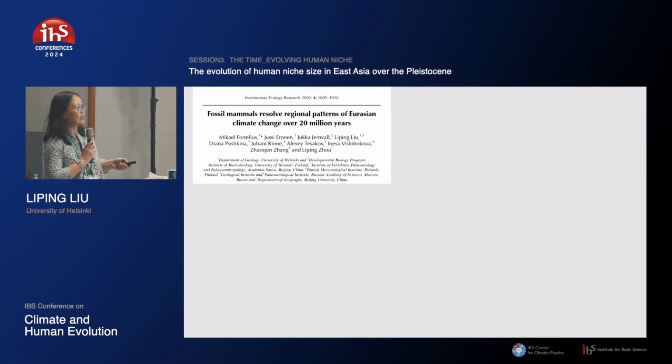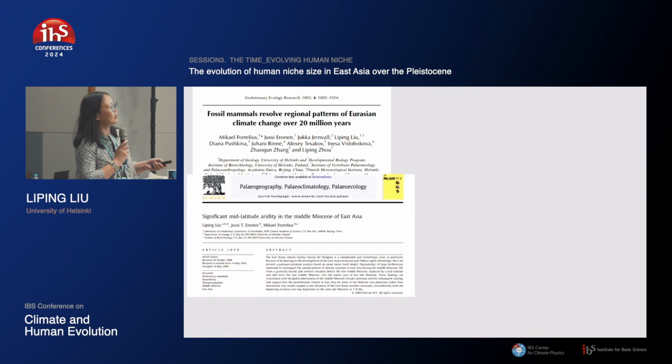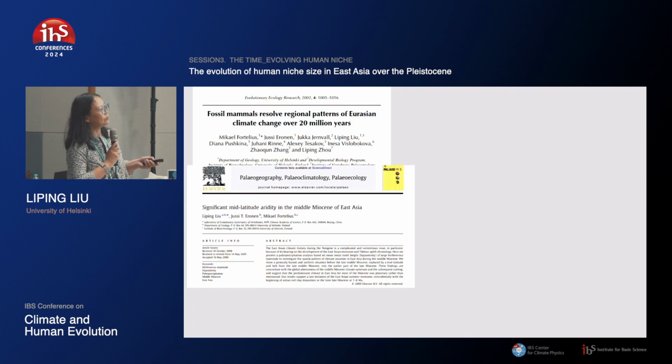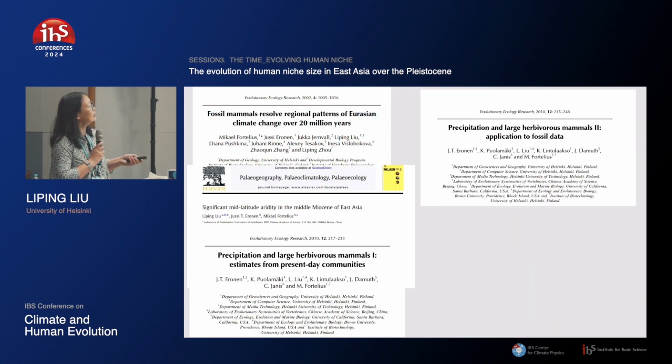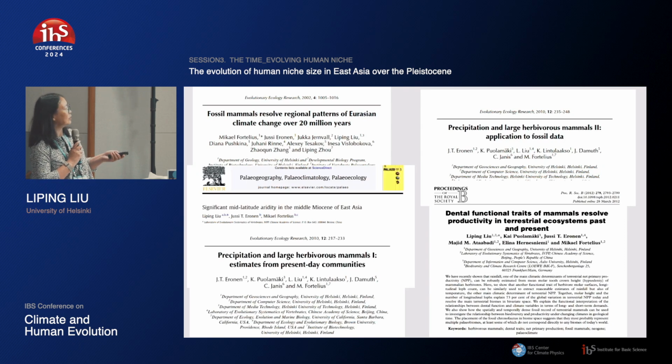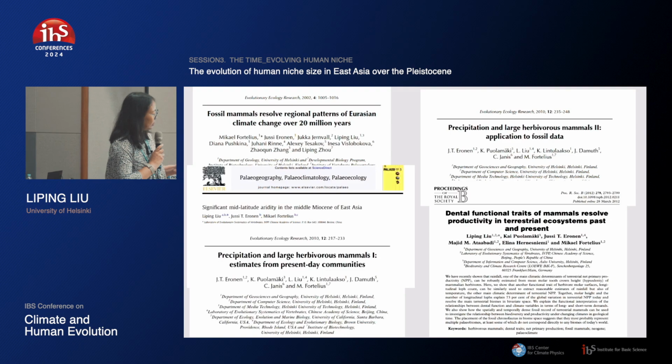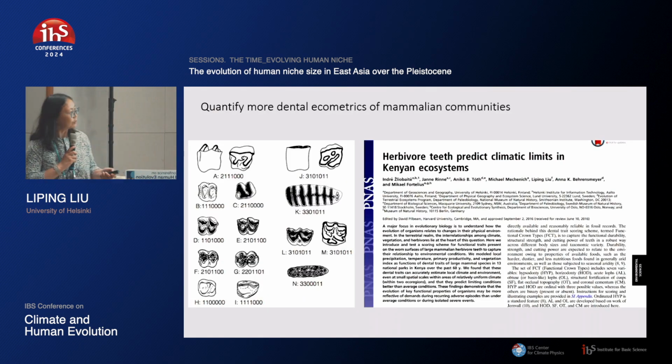And we use this hypsodonty for many studies. We use it to resolve regional patterns of Eurasian climate, and we also try to capture aridity, because that's a very significant climate event during the Miocene. We also use it to estimate precipitation, for modern and for fossil. And we also use it to estimate productivity and biomass. We don't need to go deep; if you are interested, of course, you can look for the articles.